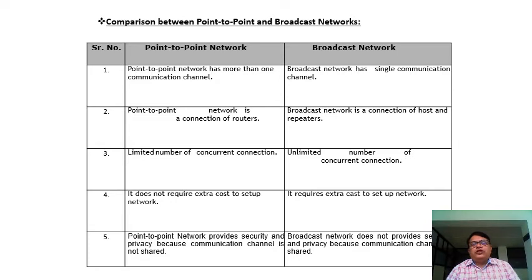Many times this question was asked in the university examination: what is a point-to-point network and what is a broadcast network, differentiate between them. Once again I am going to repeat: in point-to-point networks, the computers are connected with a dedicated link, and they share the data using their dedicated link. Whereas in a broadcast network, all computers share a single link, or a single communication channel.